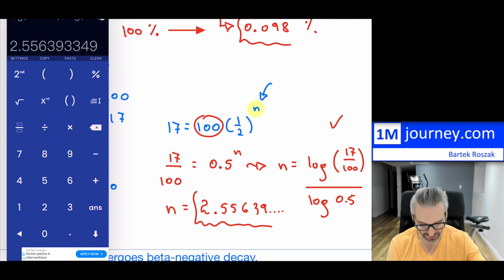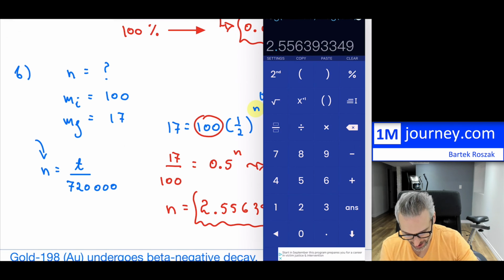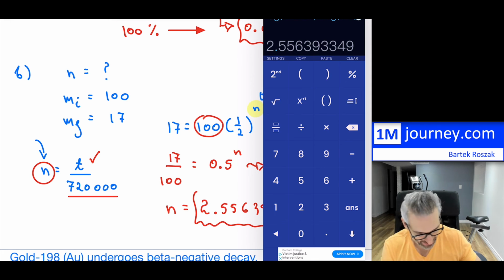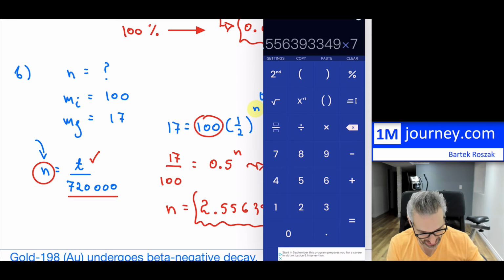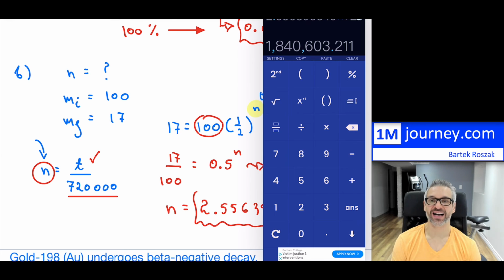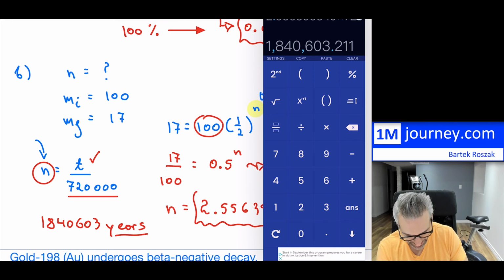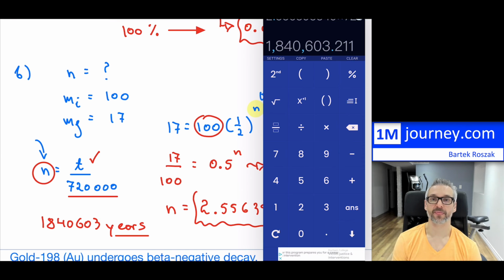So that's how many half-lives, but that's only n. Now, we want to find out, so this is n, this is what we have. We need to find t, so we have to multiply by how many years. So this, 720,123, and this now tells you how many years that is. Okay, all right, so it's almost 2 million years, so that would have been our answer, 1,840,603 years, and you can round to whatever you like. Awesome question with regards to half-life.